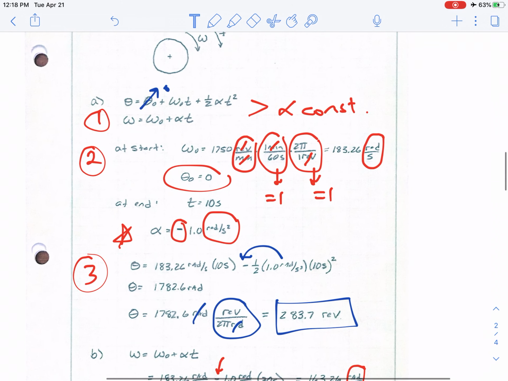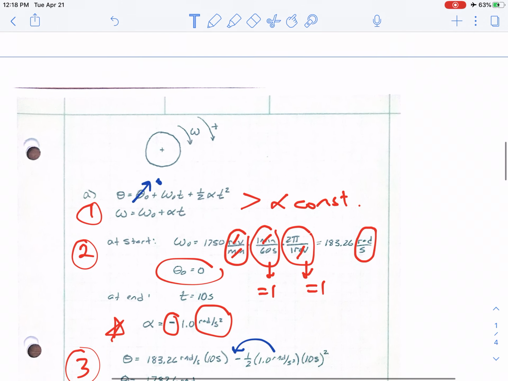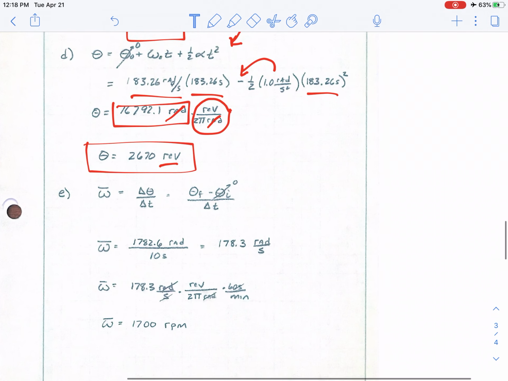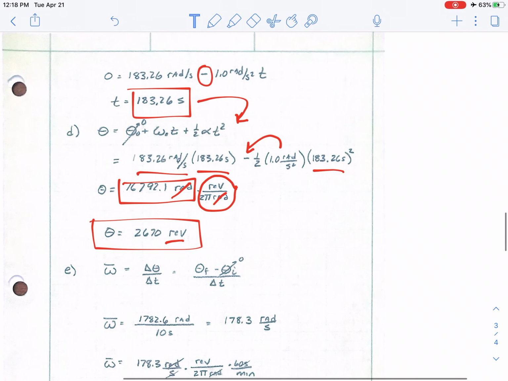26,170 revolutions. And if we look at the answer, in the first part, we got 283.7. So this should be much larger than that because it takes not 10 seconds, but 183.26 seconds, right? So you can also double check your answers that way.